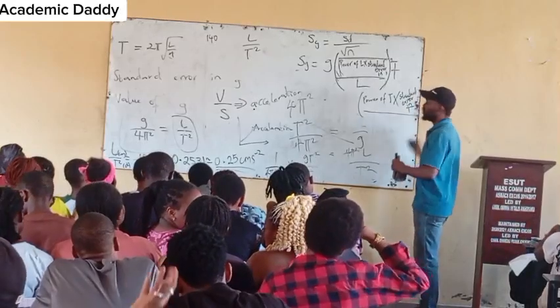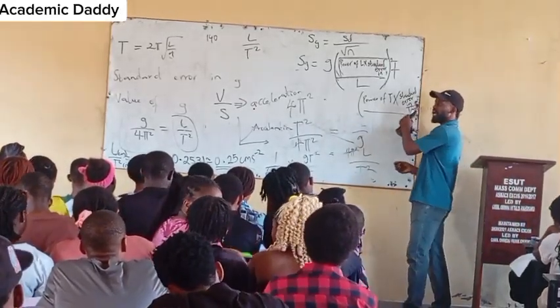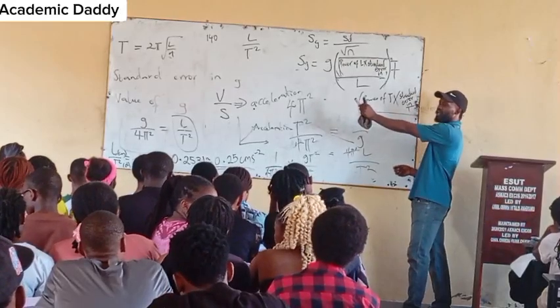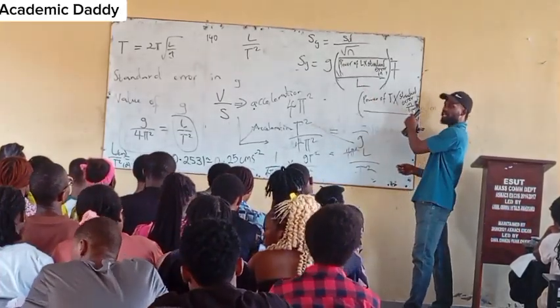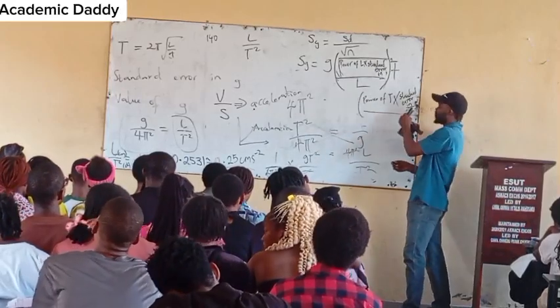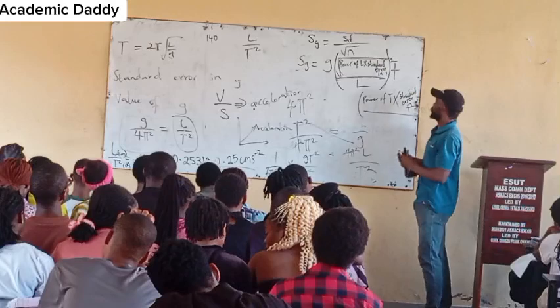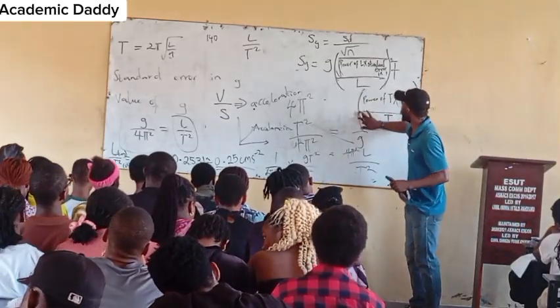And please note that whatever you are using as your t here will be the time corresponding to your length. So if I'm using the length of 140, the time in t here is what I'm using. If you want to use that of 120, the t for 120 is what you use here. So divided by t. Now notice that I'm taking the square root.